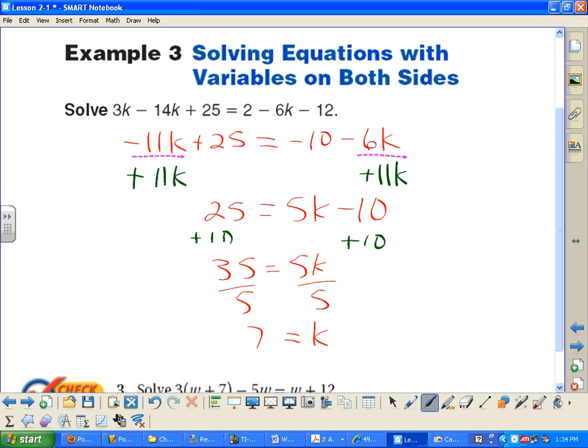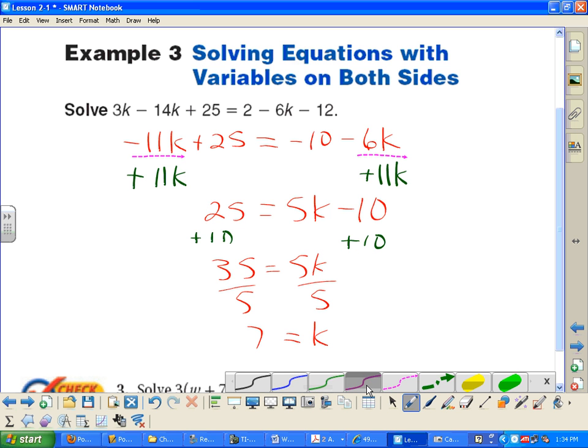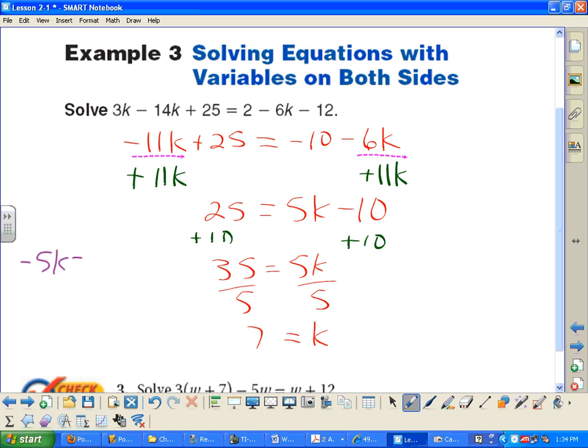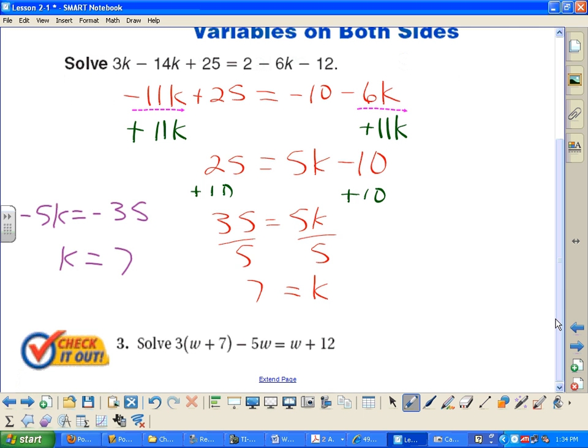Now if we would have added 6k to both sides first of all, we would have ended up with negative 5k equals negative 35. Well, we still would have got 7. So it really wouldn't have mattered which way, but I prefer to work with a positive whenever I can. That way I don't forget the negative sign. Okay. All right. So let's do this, check it out.